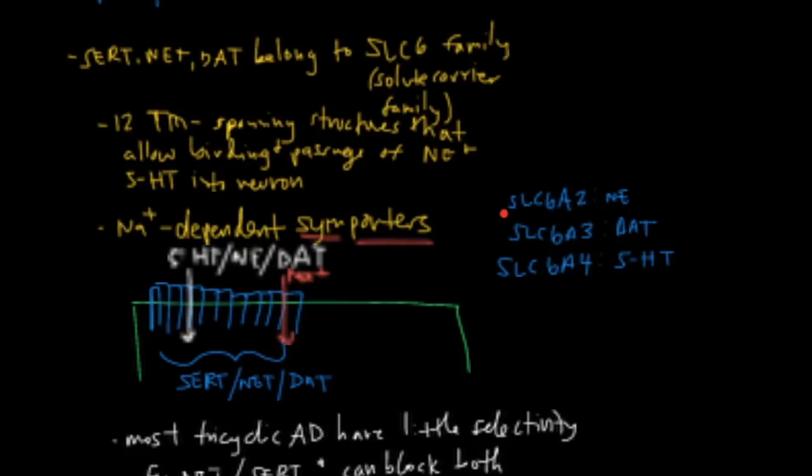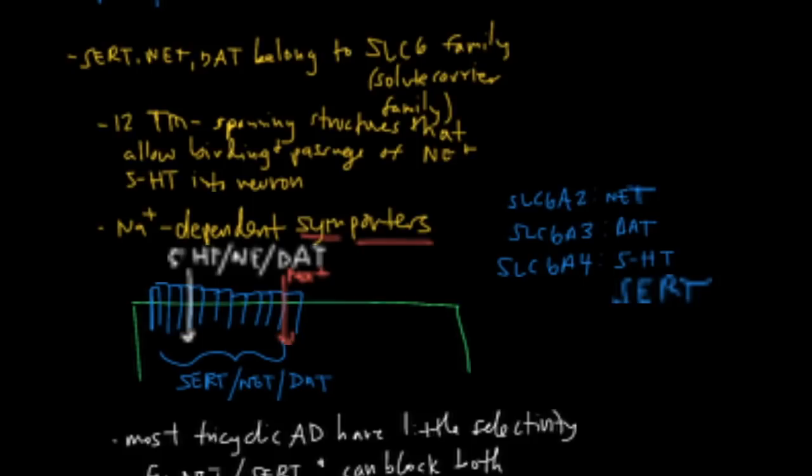Norepinephrine belongs to the SLC6A2 transporter. Dopamine binds to the SLC6A3 transporter. And serotonin binds to the SLC6A4 transporter. So net, the norepinephrine transporter is termed SLC6A2. DAT, which is the dopamine transporter, is SLC6A3. And serotonin, SERT, is your SLC6A4.